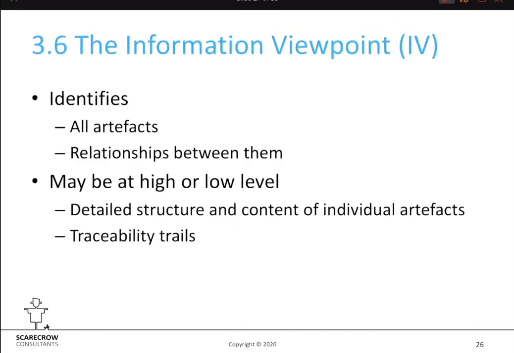The 6th viewpoint is the information viewpoint. This focuses on the artifacts that you've identified, and you can use this at a couple of levels. You can use this at a high level, essentially treating the artifacts as black boxes and capturing the relationships between them. And that's very useful, because one thing you can look out for then is, have you got artifacts that you actually can't really relate to anything? And that's a good sign that you don't need that artifact, or you're missing some process or activities.